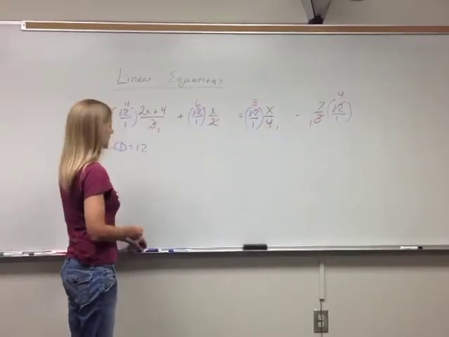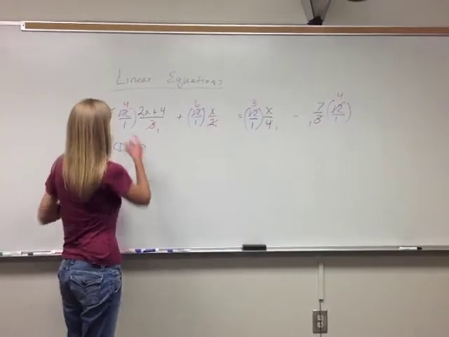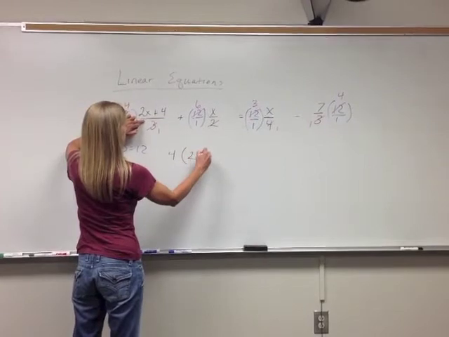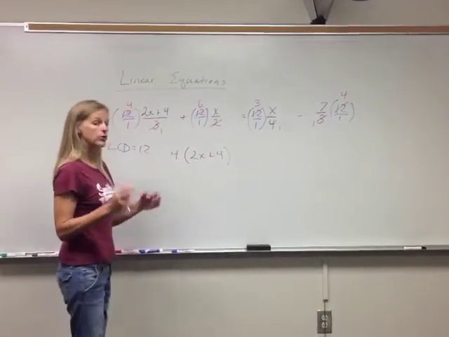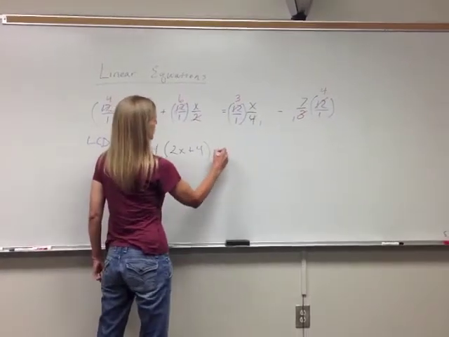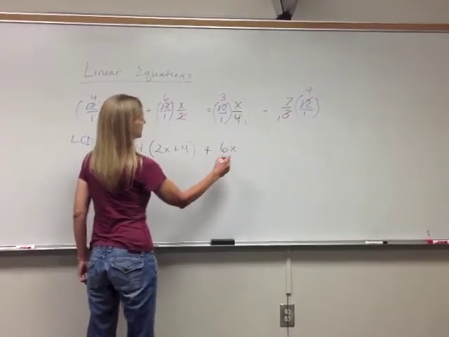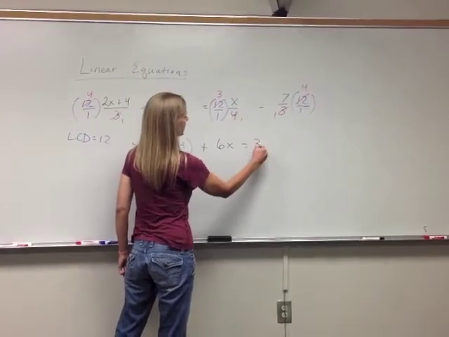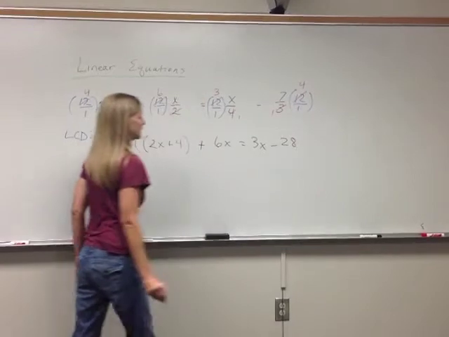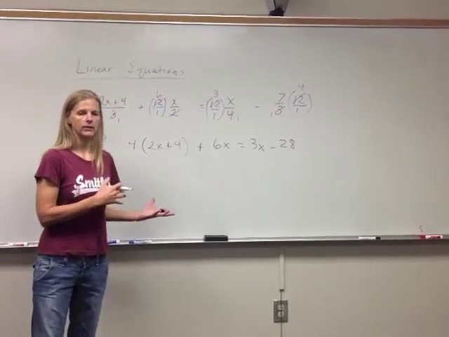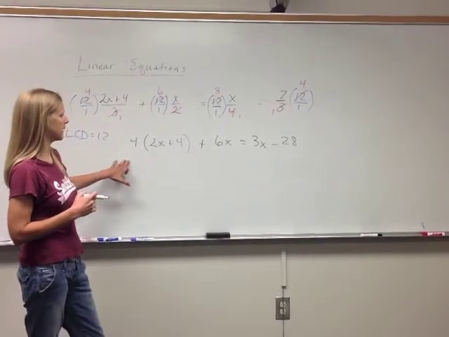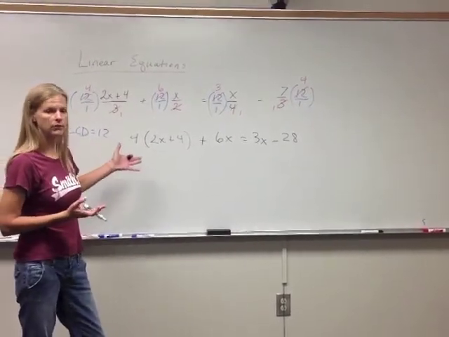All right, now we can simplify. We have a 4, and what's left here in this numerator is 2x plus 4. Note I'm putting it in parentheses because I'm going to need to distribute this 4. Plus 6x equals 3x minus 7 times 4, which is 28. And you can see now we have a linear equation with no fractions. It looks just like some of the easier ones we've already seen in the PowerPoints. And we can just solve this for x.